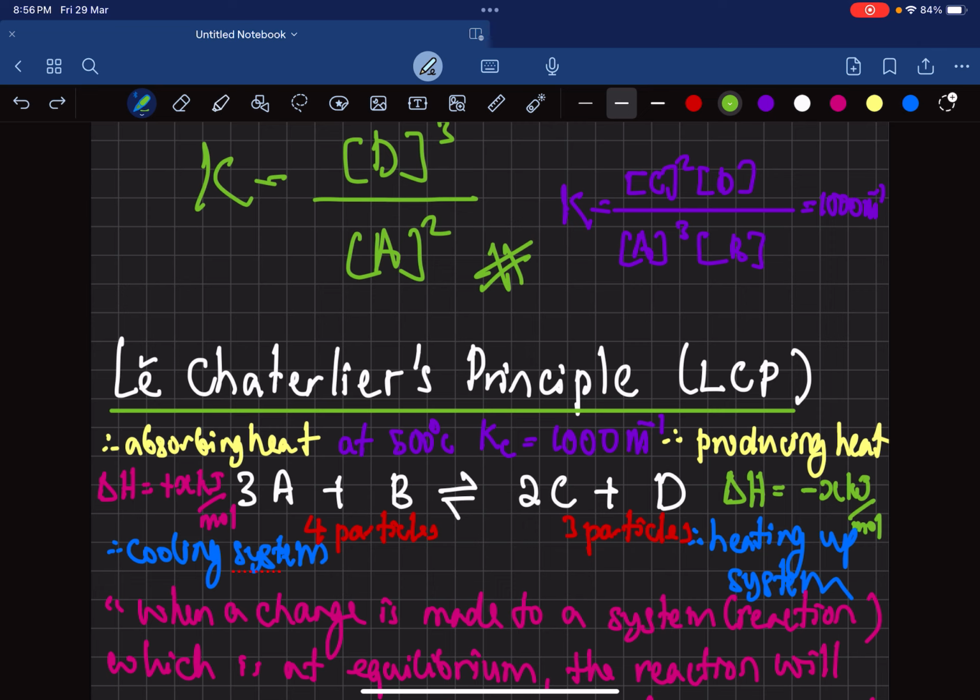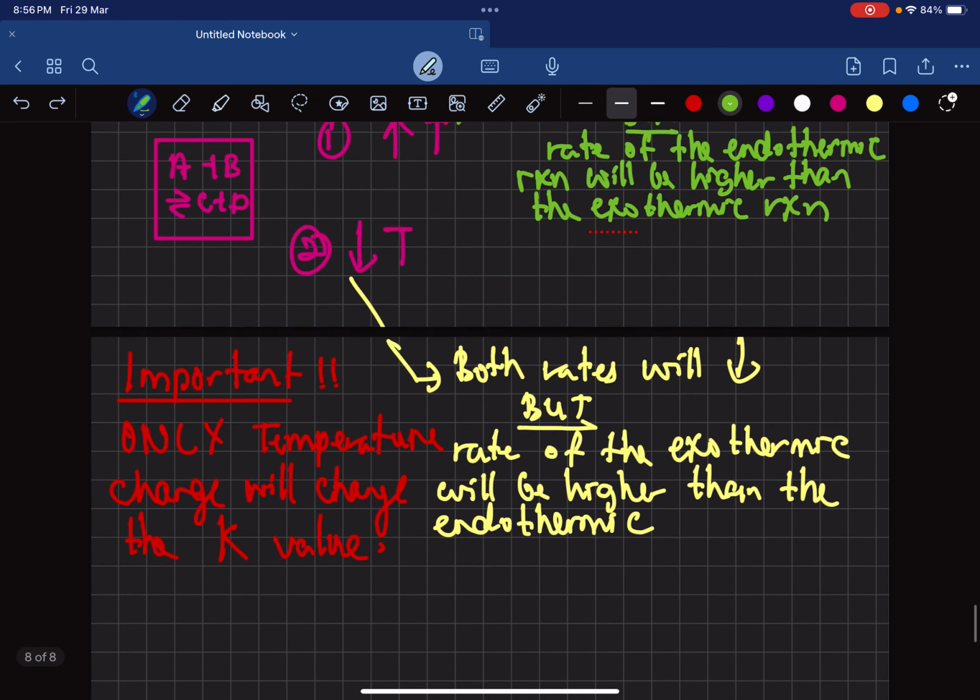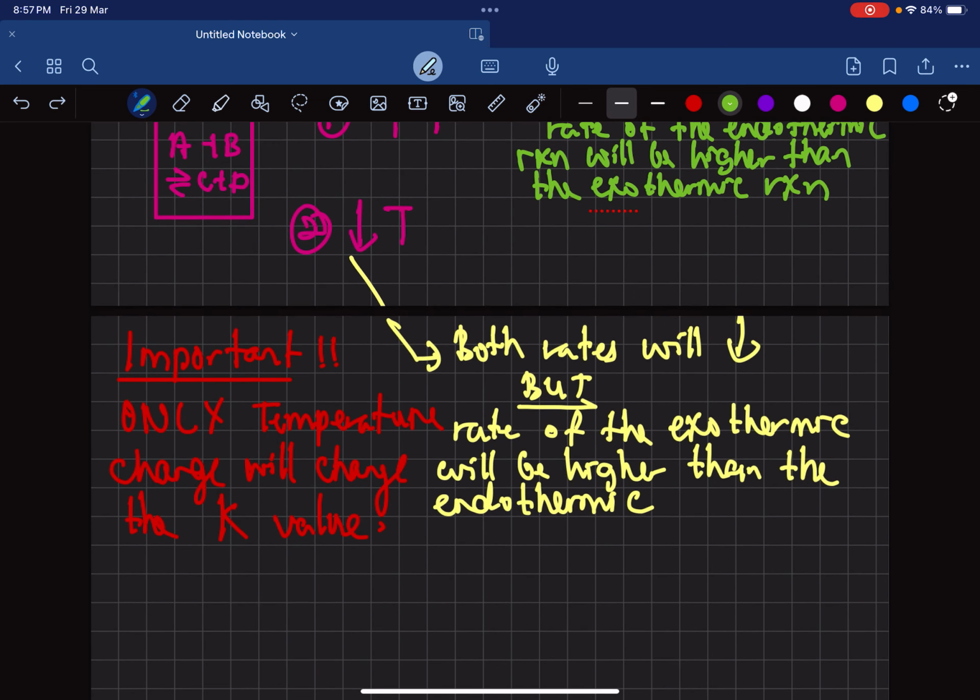Get it? And for the same reaction, if I cool it down, it will favor the side which is exothermic. That means the forward reaction will be favored, and more C and more D will be produced. So the K value will increase for this reaction, depending on which side is endo and exo for the reaction which is given to you. So please remember, only temperature will change the K value, nothing else. Anything else that you see after this will not change the K value.